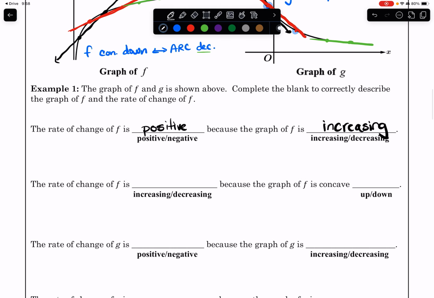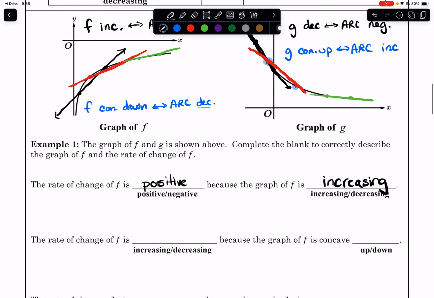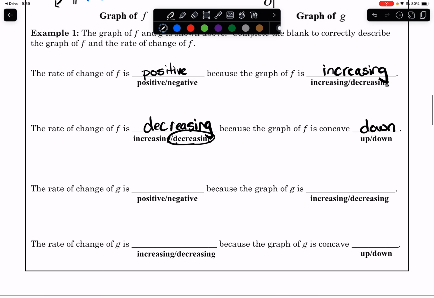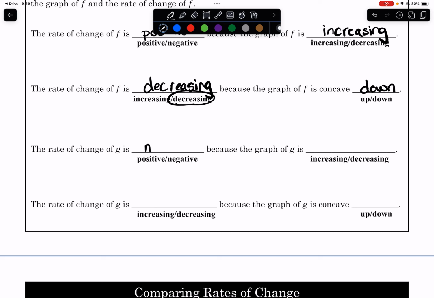Now, is the rate of change of f increasing or decreasing? Well, like we mentioned earlier, it's decreasing. Your ARC is decreasing. And the reason for that is because of its concavity. It's concaving down. And for g, the rate of change is either going to be positive or negative. Well, again, if we look at this, the graph is going downwards, so your rate of change is going to be negative. And again, because of the reason I stated earlier, because it is decreasing.